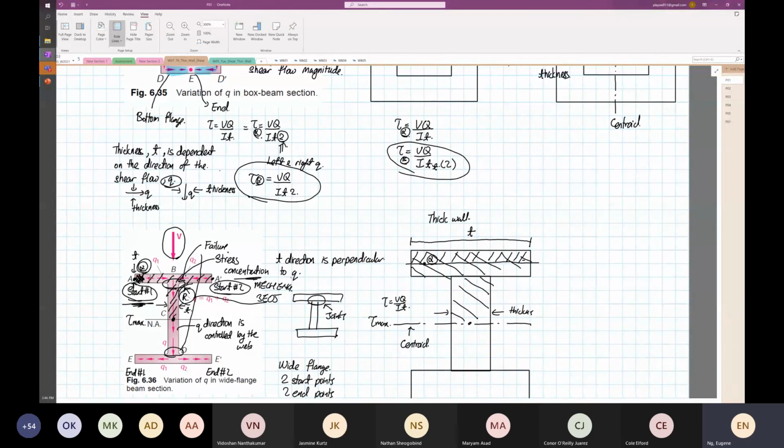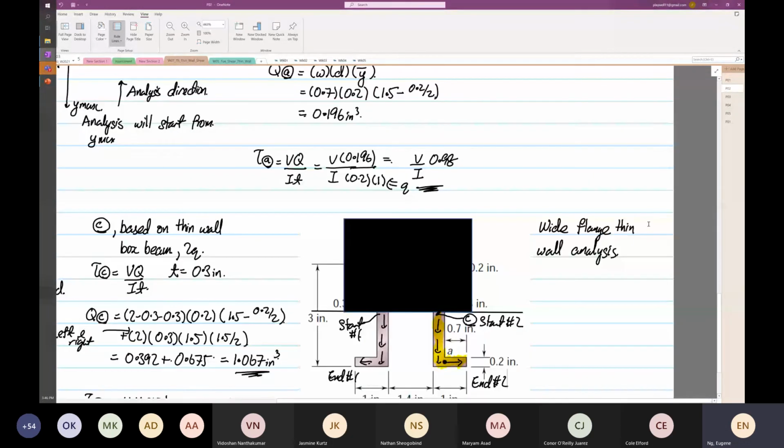For a box beam, it starts from the center and goes left and right, so you have to consider both. Again, more rules to apply. That's why this topic is so abstract. It's just rules and rules and rules. So from here we do a wide flange thin wall analysis. Now we know that we only need to consider one Q. We don't need to consider the other side, since they have a different start point. You don't need to bother.